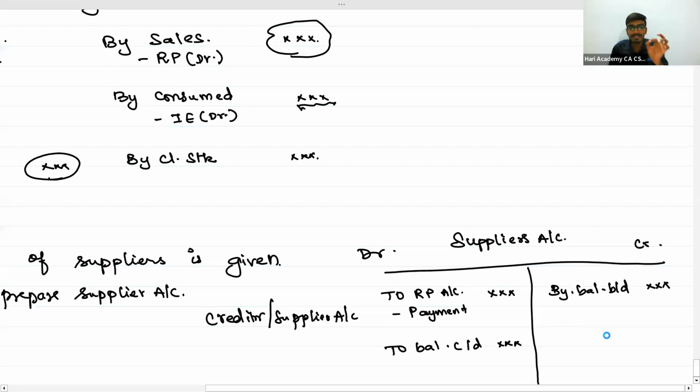Why is it necessary to prepare the suppliers account? The necessity of preparing a suppliers account is to identify the purchases. To identify the purchases only, we are preparing a suppliers account. In worst-case scenarios, they may test you to prepare the suppliers account also.